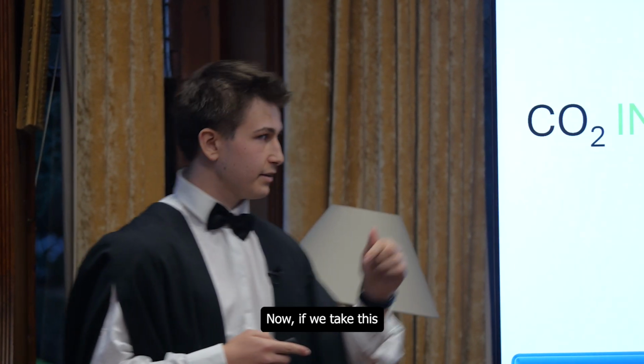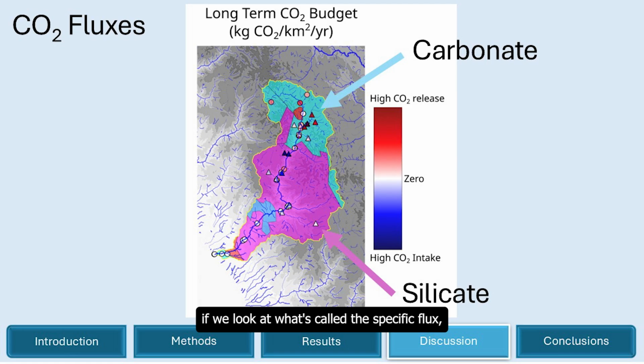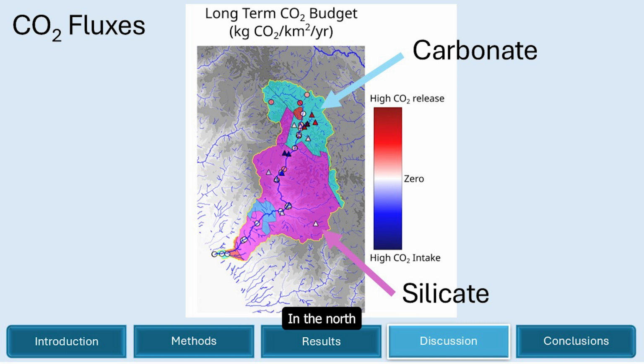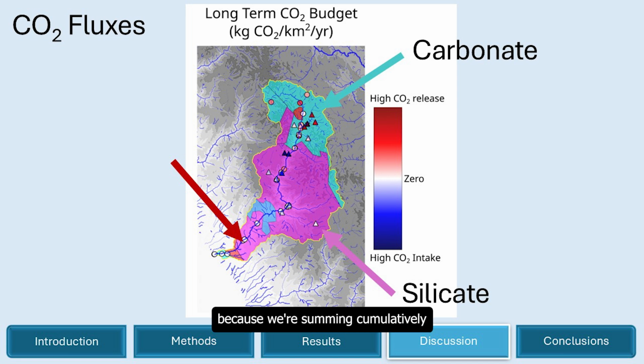Now, if we take this to a slightly more detailed level, if we look at what's called the specific flux, it's a mass per unit time per unit area, you can actually start to compare it to other catchments. That's obviously important because if it's releasing CO2, how much CO2 is it releasing? So if we look at our catchment, this is a rough schematic map. In the north, you've got carbonates. In the south, you've got silicates. And we want to look at that point there in particular because we're summing cumulatively all of the chemistry from the top to the bottom.